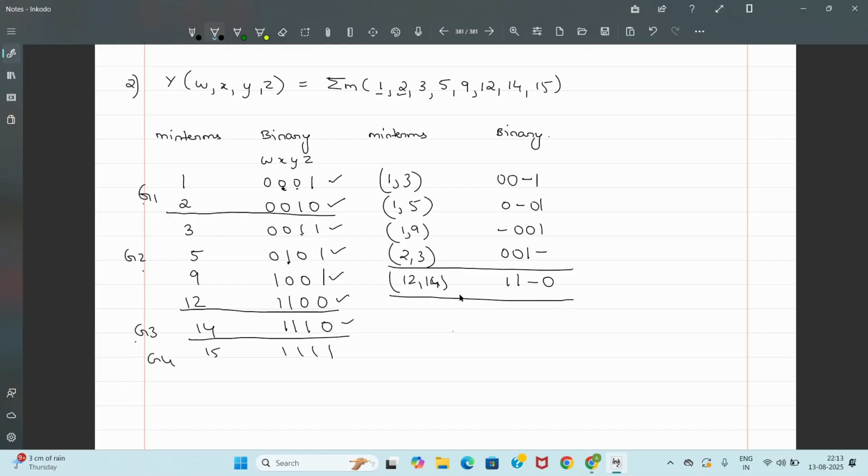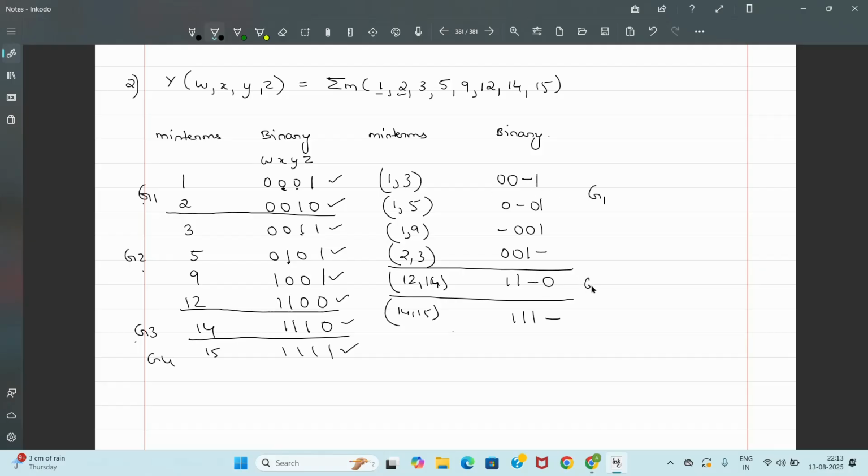And you're done with the comparison between G2 and G3. So done. Now coming to the last part, G3, G4 comparison. Yes, 14 and 15 can be grouped, and the result is going to be this. So 15 is also used. Okay. Now we have reached the second column. Now to go to the next column, you have to compare.